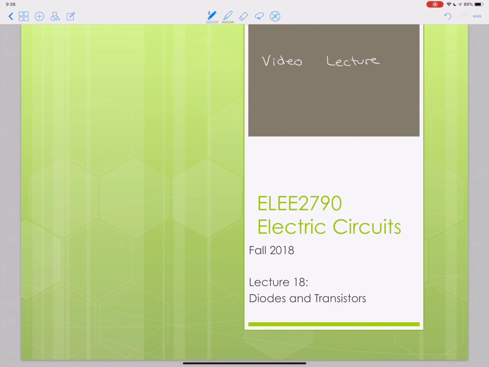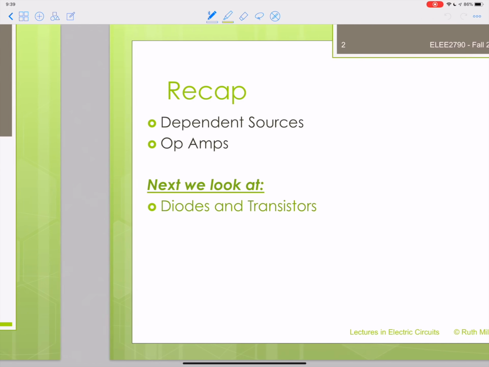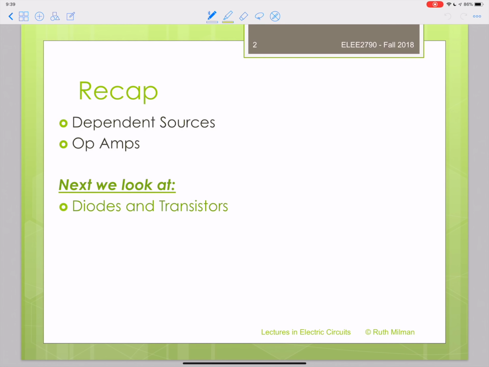Video Lecture 18 covers diodes, transistors, and two other interesting circuit configuration elements. This is the last of the new material in this course and the last of the material in Unit 3. Essentially in Unit 3 we've covered four topics: dependent sources and op-amps, which we did in the last two lectures, and diodes and transistors today.